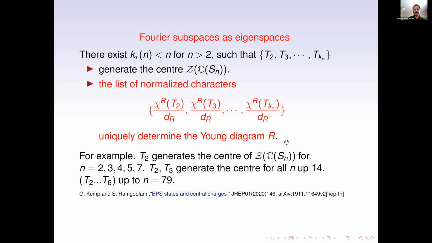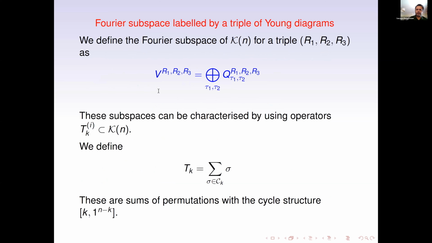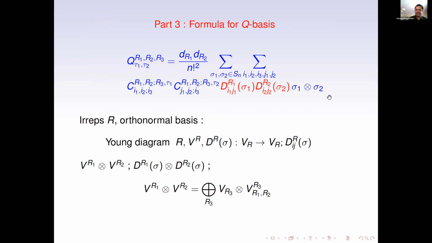And this is related to the fact that if you take a finite set of these where k-star is not too big, these generate the center of the group algebra of Sn. For example, T2 generates the center for all these values of n, T2, T3 for all n up to 14, T2 up to T6, all n up to 79. So basically, you can use these Ts, which are very nice elements in the group algebra, and these are permutations, and these Qs live in C of Sn times C of Sn. So these Ts can act either here, they can act here, or they can act simultaneously on both.